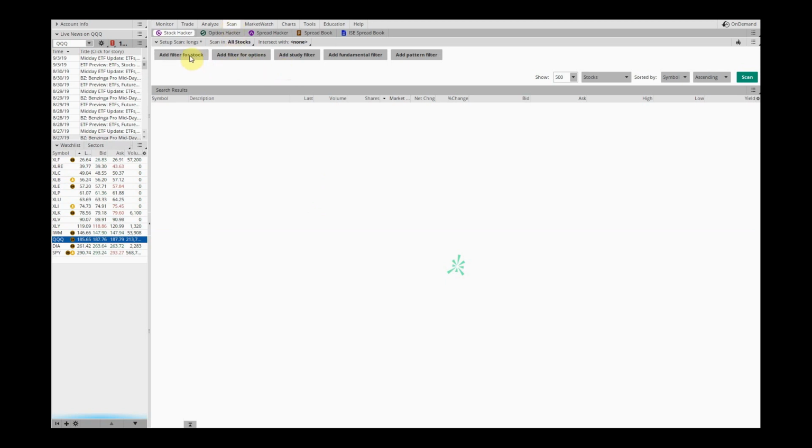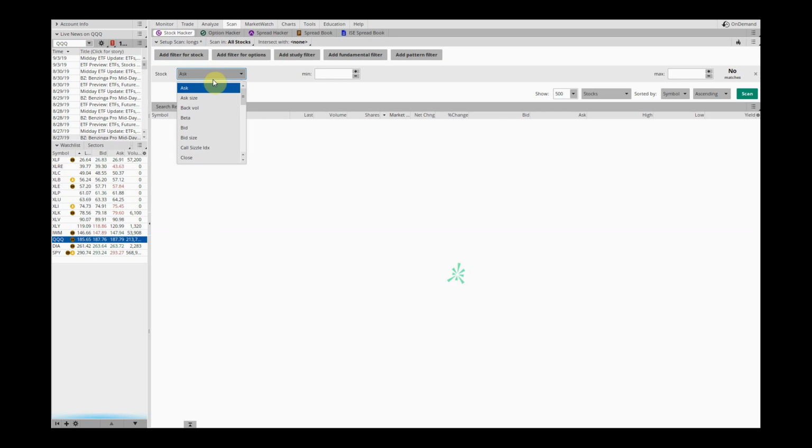We're going to add a filter for stock. We're going to add price. We're going to go to last. We're going to go to a minimum of $5 and a maximum of $50. We will not trade penny stocks within the system. I just find them too unpredictable. And the stocks within the $5 to $50 range still have enough volatility, but they're a bit more stable.